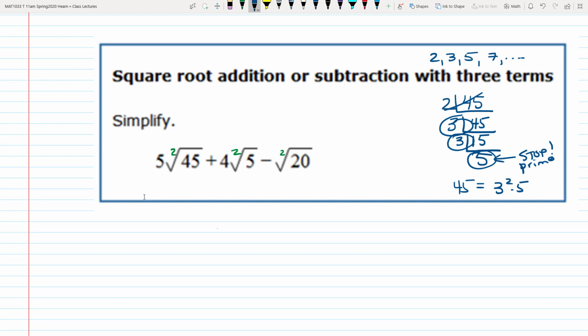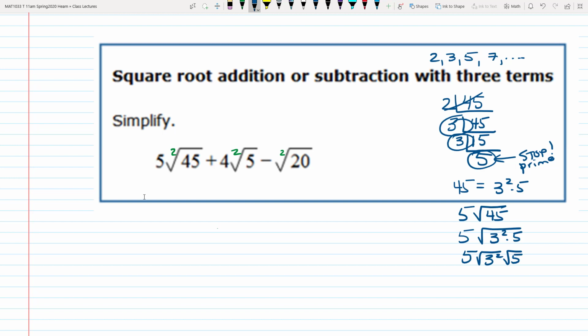So to simplify the square root of 45, well, actually what we're working with here is 5 times the square root of 45. What we're going to have to do is to think of it as 5 times the square root of 3 squared times 5, and break this apart into the perfect squares and the leftovers. 5 square root of 3 squared, square root of 5.